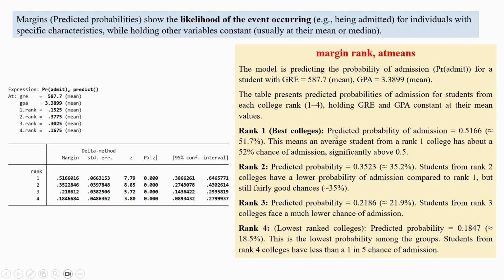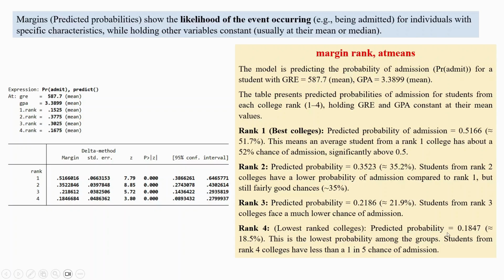Why are we using the word average? Because it works on means. Rank 2, predicted probability 0.352. Students from rank 2 colleges have a lower probability of admission compared to rank 1, but still fairly good chances. Predicted probability for rank 3, 0.218. Students from rank 3 college face a much lower chance of admission. 0.218, probability is very less.